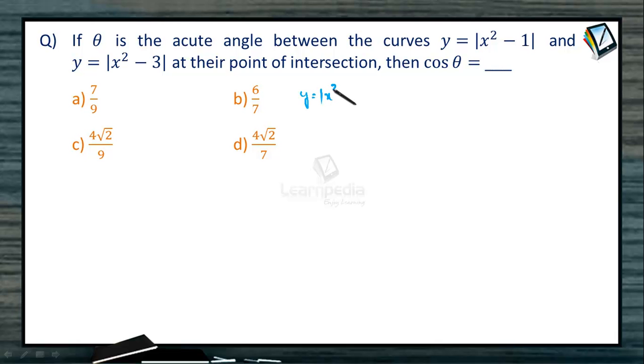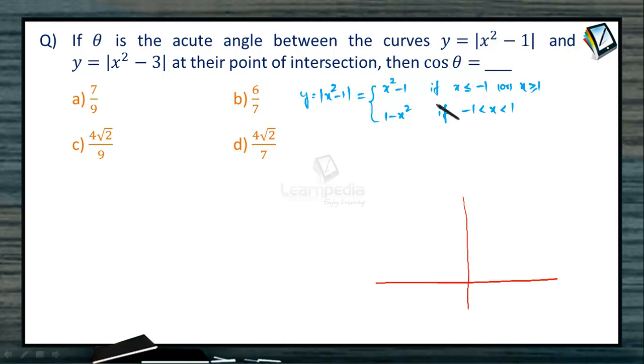y equal to mod of x squared minus 1 will change its character at plus 1 and minus 1. So this would be defined as x squared minus 1 if either x is less than minus 1 or x is greater than plus 1, and otherwise, if the x value lies between minus 1 and plus 1, then the graph is 1 minus x squared. So let's plot the graph of the first function now.